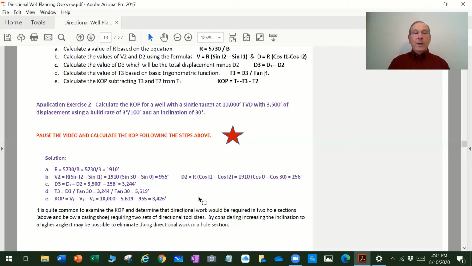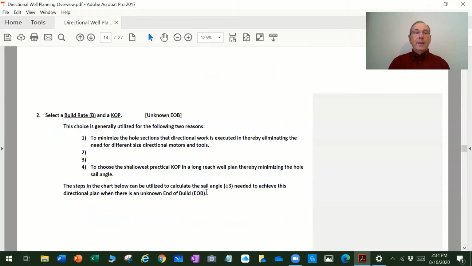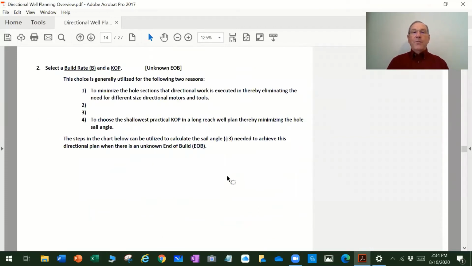So if I use an inclination of 35 degrees instead of 30 degrees, my kickoff point might go down the hole to 4,100 feet, and therefore I would only have to do directional work in 1 hole section below the casing shoe, but not above and below the casing shoe. That's just an example of the considerations that you would make in the real world, to decide whether it's really worth doing directional work in 2 hole sections, or you're just going to try to do it in 1 hole section.